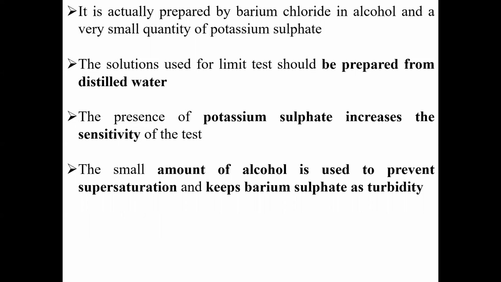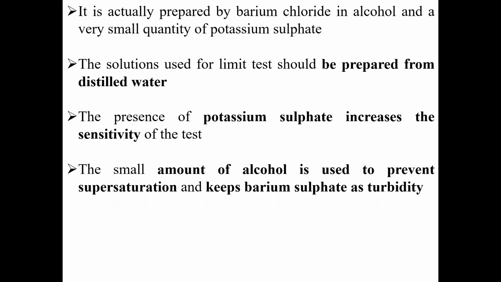Why do we use potassium sulfate? Because it increases the sensitivity of the test. And why do we add a small amount of alcohol? It is used to prevent the supersaturation of the given sample, and it keeps barium sulfate as the turbidity, right?